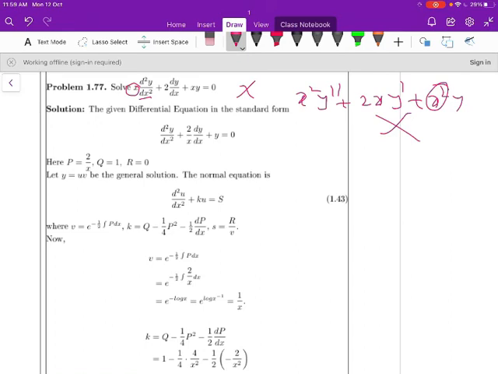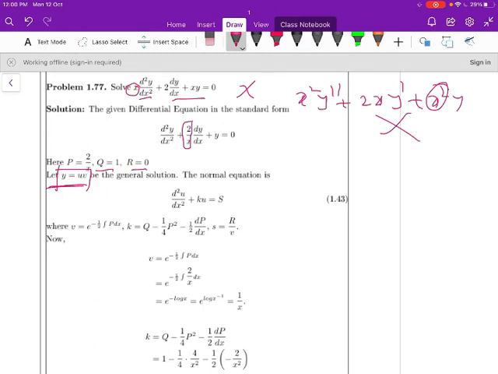Dividing by x, we have d square y by dx square plus 2 by x into dy by dx plus y is equal to 0, where p of x is equal to 2 by x, q of x is equal to 1 and r is 0. So let us solve this problem through the normal form method. Immediately assume y is equal to uv to be the general solution of the given differential equation.